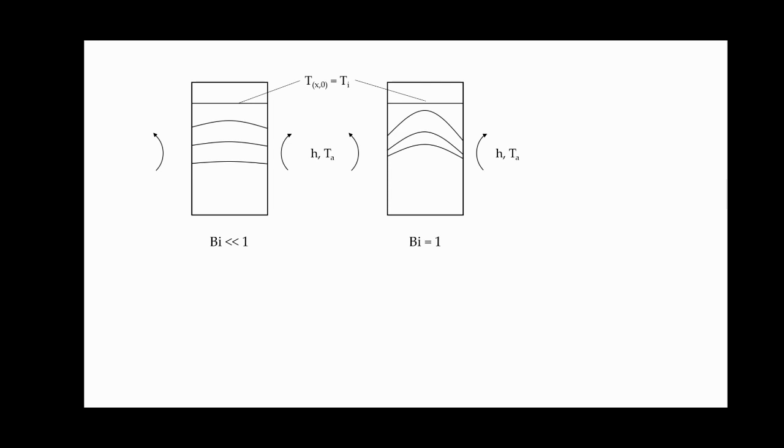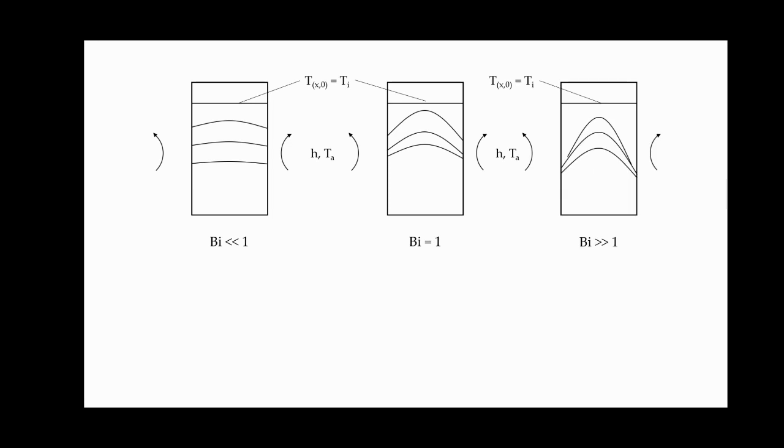The second diagram shows the variation of temperature within the body when Biot number is equal to 1. The temperature drop across the solid is comparable in this case. The last diagram shows the temperature distribution when the Biot number is very much greater than 1. The temperature drop across the solid is much larger than that across the convective layer at the surface.